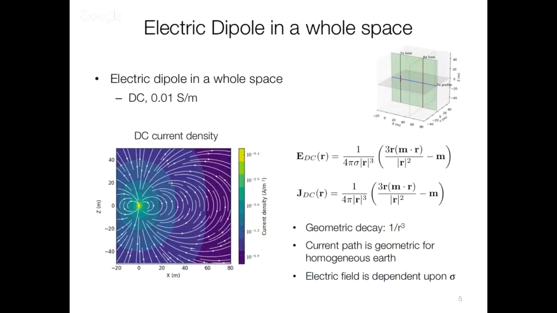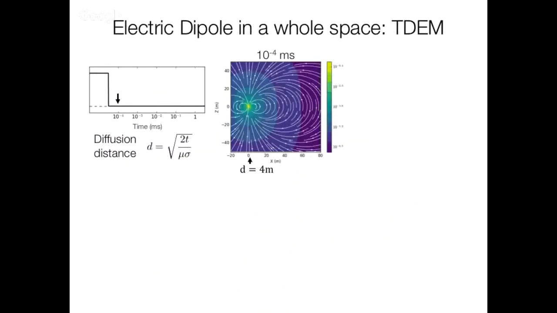First of all, take an electric dipole. Imagine just a little piece of wire connected to a generator and plopped into the earth someplace. The current density goes from the positive to the negative. It's a whole space, so it looks like that. And it's a dipole, so fields fall off as 1/r³. So let's see what happens in time. We've got a constant current, shut it off, and then leave it right there.